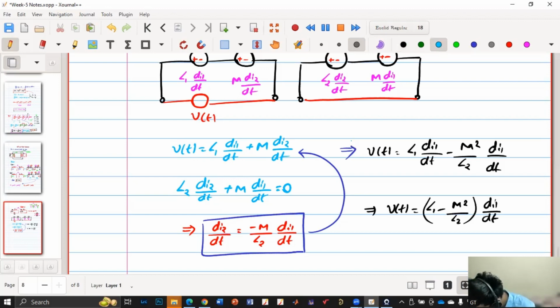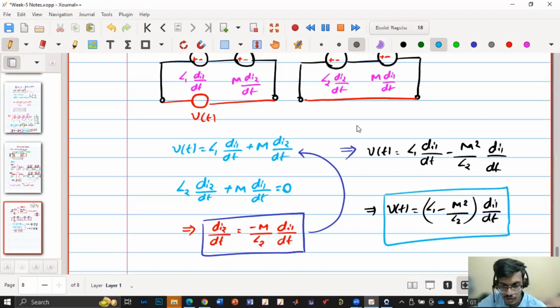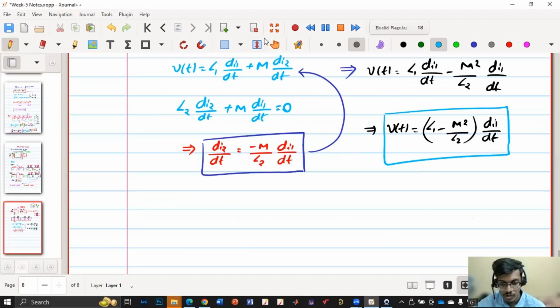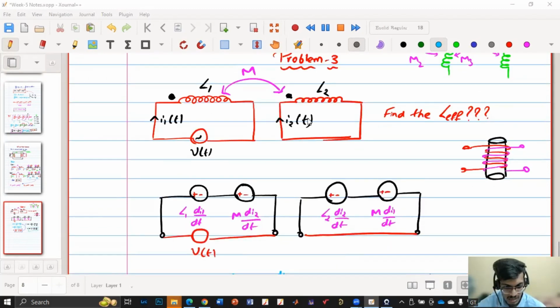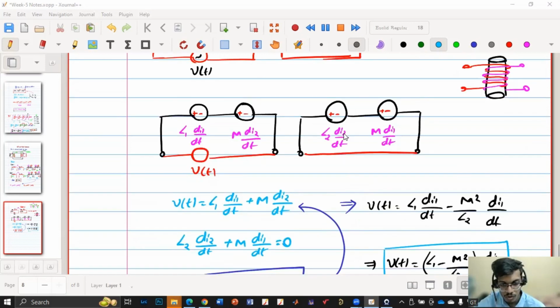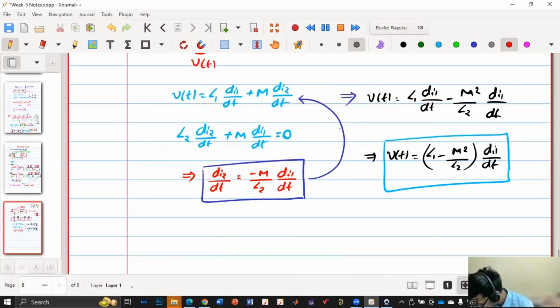So the source V of t supplying I of t will see an effective inductance L effective equal to L1 minus M square by L2. I don't know if you are asking something or saying something, I could not follow what you mean by that. So this is my effective inductance: L effective equals L1 minus M square by L2.